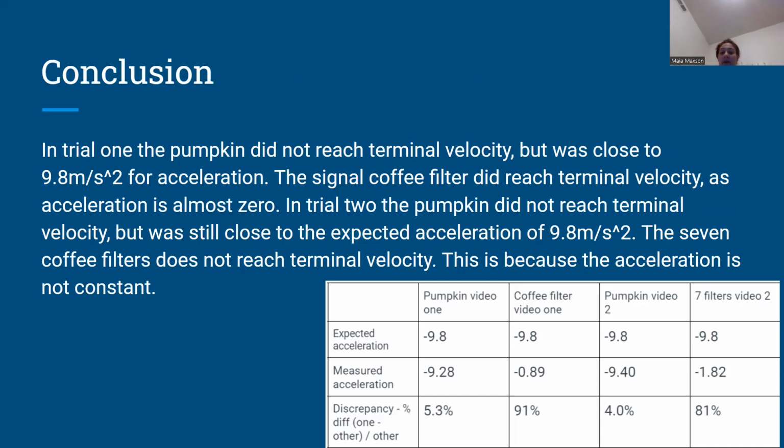And the single coffee filter did reach terminal velocity as the acceleration is 0. In trial 2, the pumpkin did not reach the terminal velocity, but it was still close to the expected acceleration of 9.8 meters per second squared. And the coffee filters did not reach terminal velocity, and this is because the acceleration was not constant and not near 0. And the discrepancies for the trials: pumpkin 1 had a discrepancy of 5%. The 1 coffee filter was around 91%. The pumpkin in the second trial was 4%, and the 7 coffee filters was 81%.